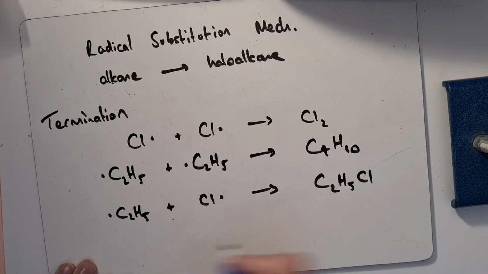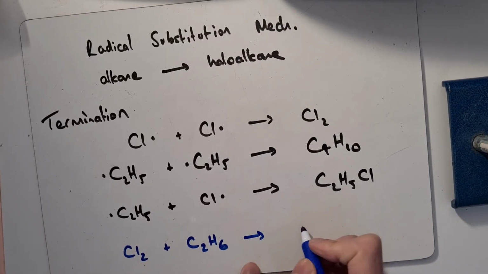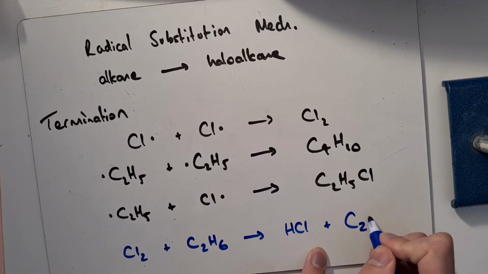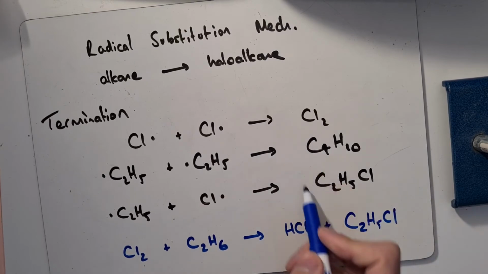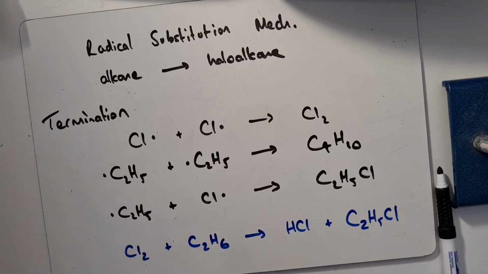Our overall equation for this would be Cl2 + C2H6 goes to, and these are the products from the propagation step, hydrochloric acid, or HCl, and C2H5Cl. There are some products from the termination step as well that we could technically put in there and get longer chains, but these are very rare, and only in very, very small quantities. So if you wanted a reaction to produce C4H10, this is not the advised reaction to do, because you'd get such small quantities.